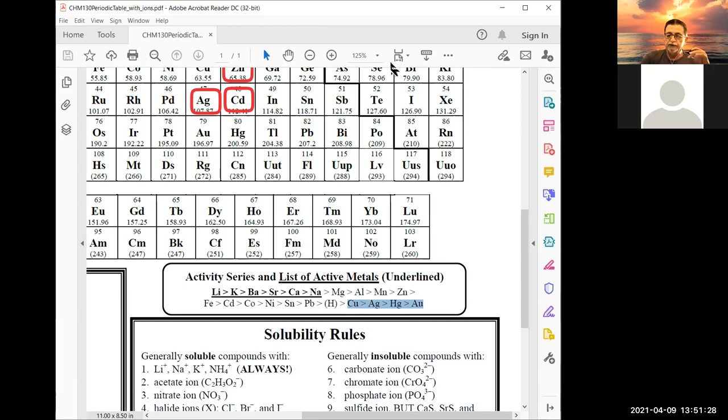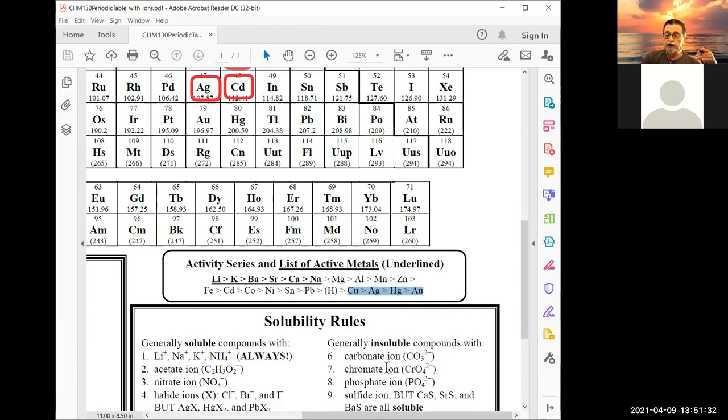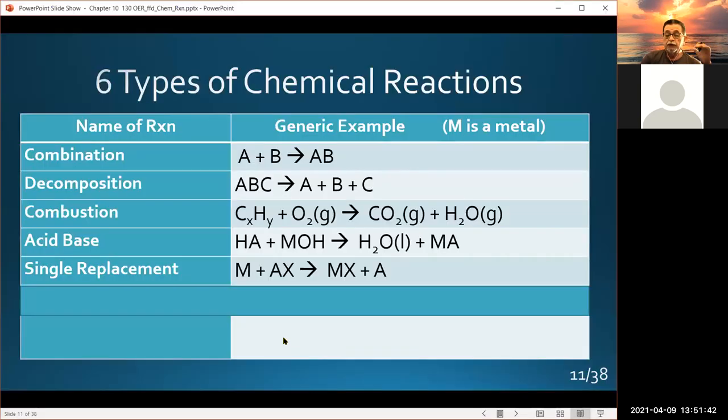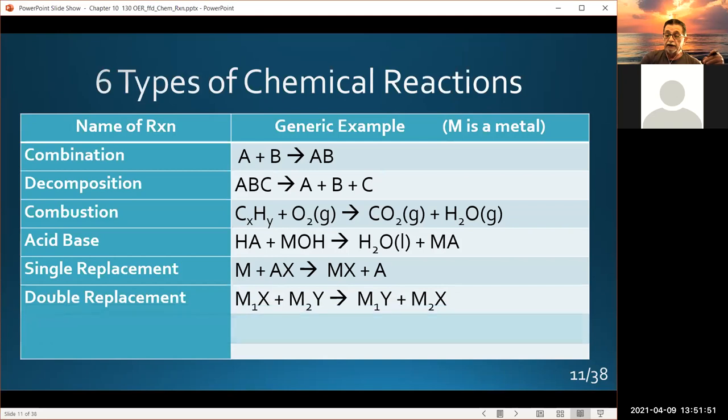So for the reactions we've been talking about, the solubility rules play a factor, and the activity series plays a factor as far as whether a reaction will proceed or not. For single replacement reactions, as noted here, we look at this activity series. And finally, in that last example we did with the lead and the nickel, we had a double displacement reaction.